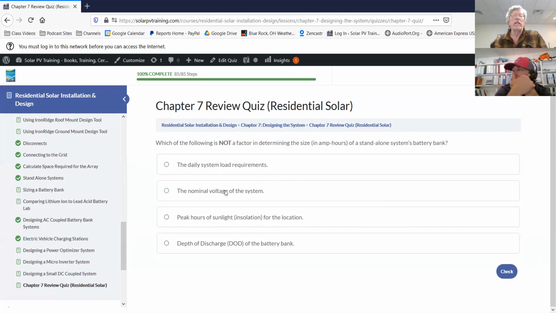We also need to know the nominal voltage of the system because in order to figure out amp hours, well, watt hours equals amp hours times volts. So I would divide my watt hour requirements by voltage. Peak hours of sunlight, insolation, no, we don't need to know that. But we do need to know depth of discharge.